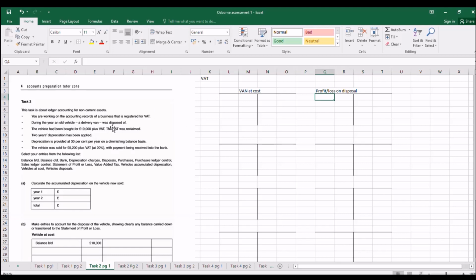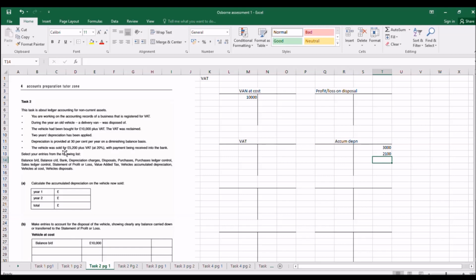Vehicle had been bought for £10,000. The VAT was reclaimed some years ago. So we've got a VAT account in here, but we'll leave that. So £10,000 vehicle cost, we debit that. 2 years of depreciation has been applied, so cumulative depreciation. We've got 2 years' worth of that going in there. Depreciation is at 30% on a diminishing balance basis. So in the first year it would be £10,000 times 30%. And in the second year this asset is worth 7,000, the 10,000 minus 3,000, and that's then times 30%. So that's going to be our depreciation in the second year.